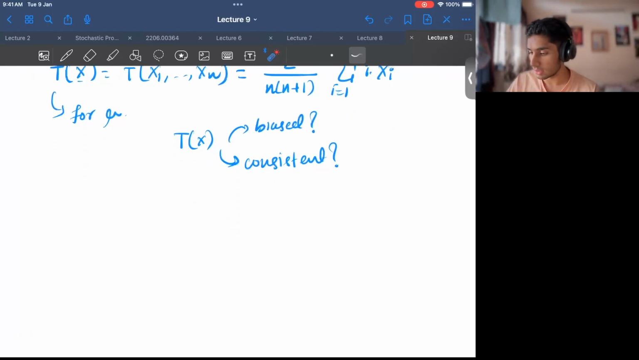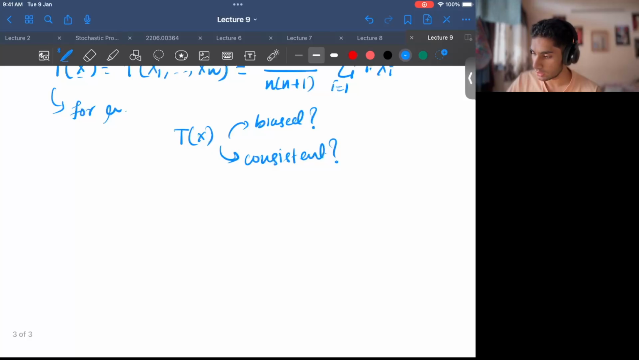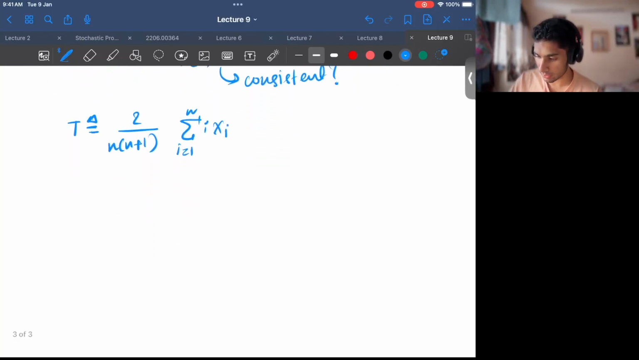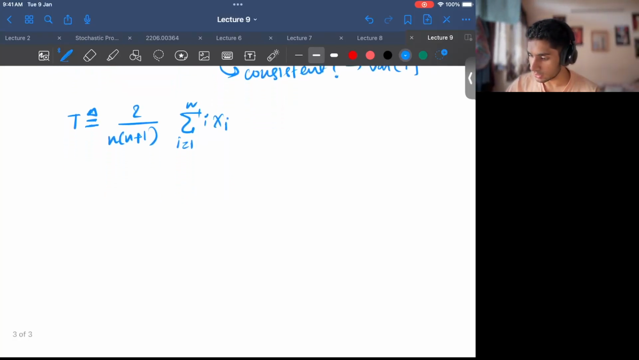I will just solve it. So let's go about solving it, right? Let's say I am defining t to be 2 over n into n plus 1, summation over i times xi, i equal to 1 to n. This is given. What we need to do for unbiasedness is find the expected value of t, and for consistency we have to find the variance of t. That's all. So let's see what it is.